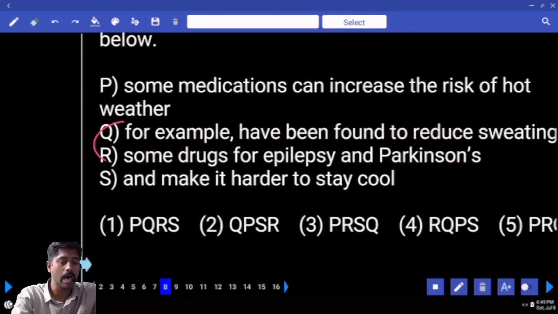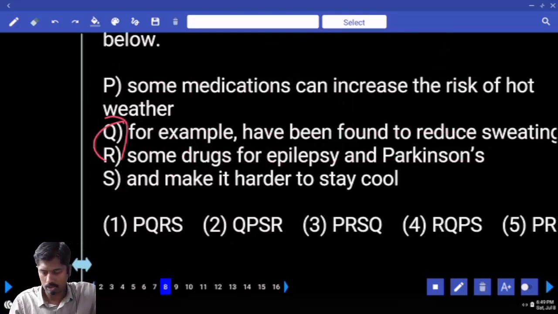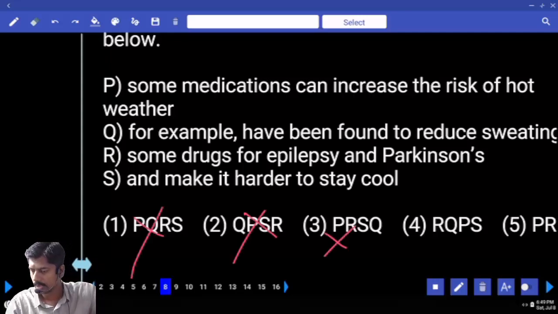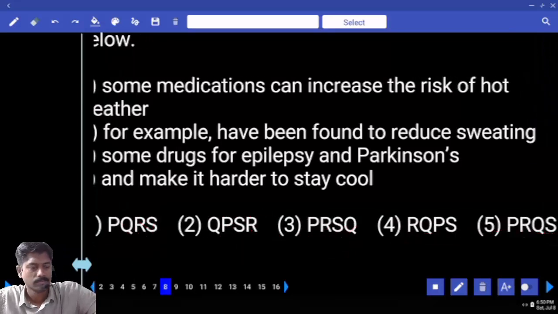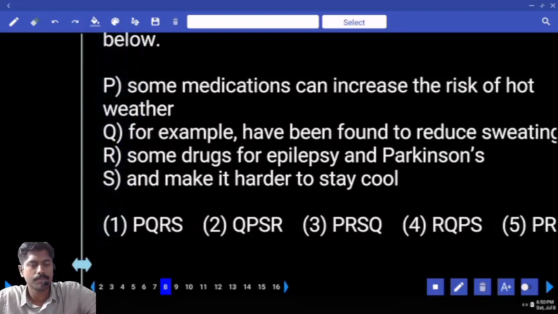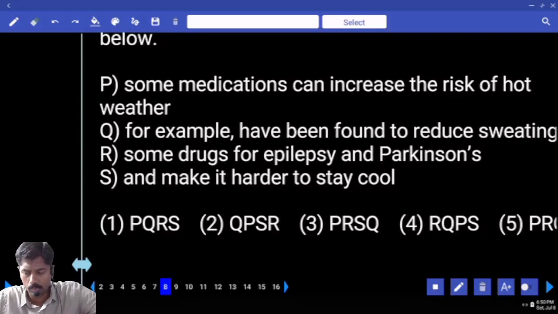So we can take RQ. RQ pairing check. PQ, nope. RQ, okay. Answer 4 or 5. Let me check the fourth one later on, the fifth one. For example, some drugs for epilepsy and Parkinson's, for example, have been found to reduce sweating.